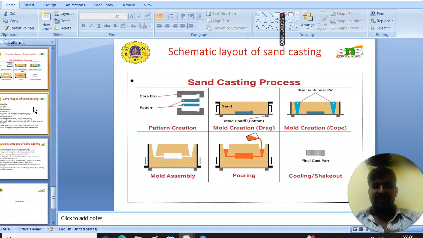This is a schematic layout of sand casting. The first is the pattern creation, the next is the mold creation, which is the drag box. The next, the cope box will be formed. The next will be the mold assembly. The next is the pouring of the metal. Finally, the newly made metal casting will be removed.